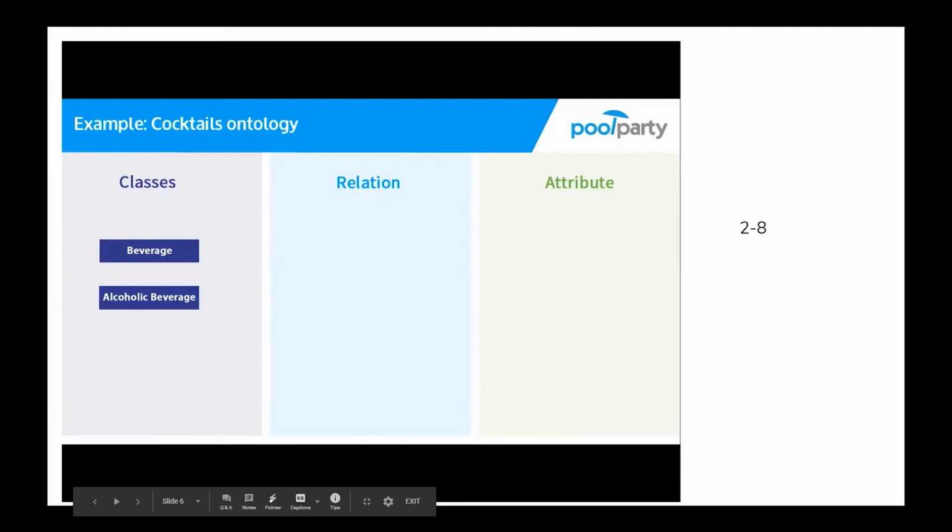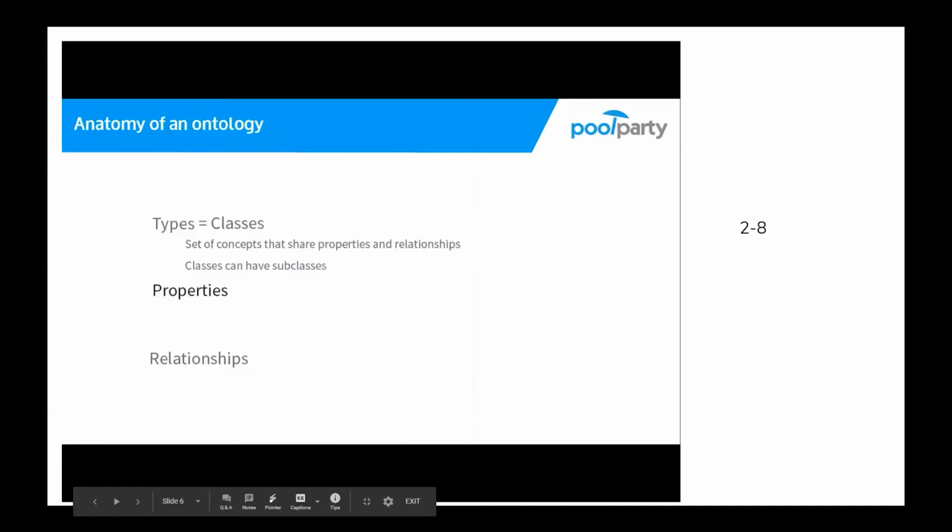In an ontology, we would model that by saying that alcoholic beverage is a subclass of beverage. In order to be a member of the class alcoholic beverage, a concept also has to be a member of the class beverage. Let's go to the next thing we define in an ontology: properties. Properties are called attributes in PoolParty. Every class can have attributes.